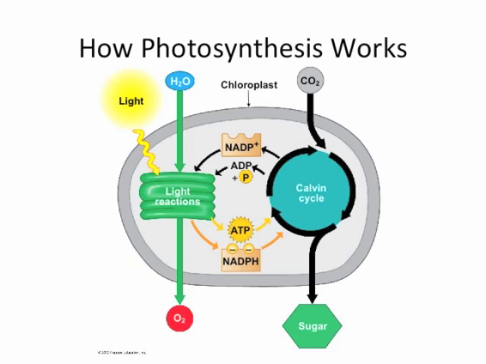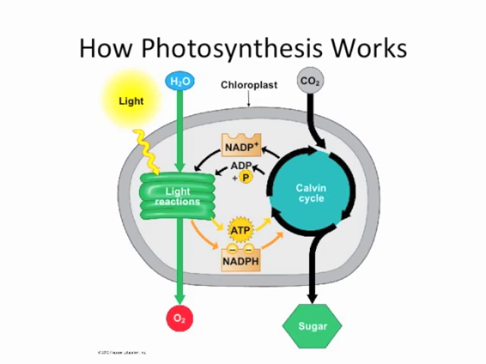So the light reactions capture light energy. They're going to split water, they're going to produce oxygen, and they're going to make ATP and NADPH, so two energy sources. Those energy sources, ATP and NADPH, are then going to fuel a reaction called the Calvin cycle, which will convert carbon dioxide into sugar. So there's two steps: the energy capture step, the light reactions, and then the sugar building step, the Calvin cycle.